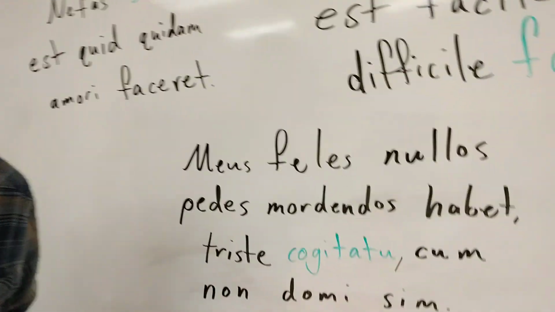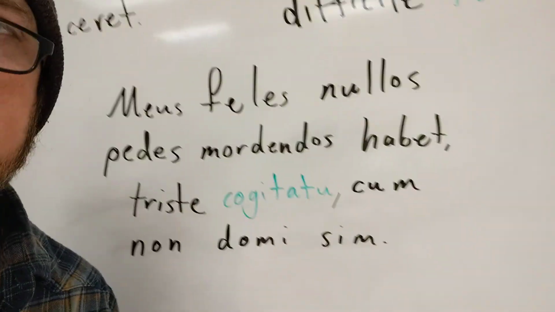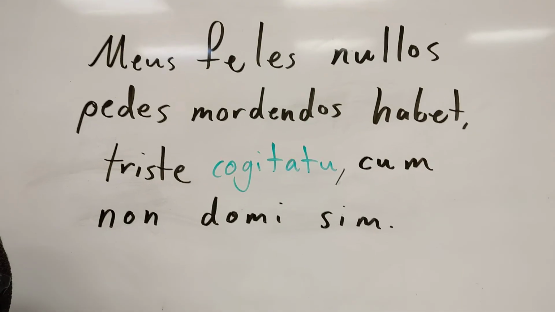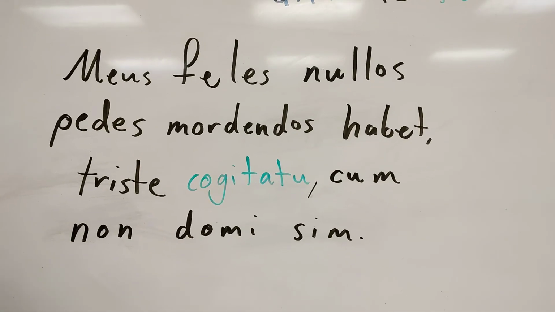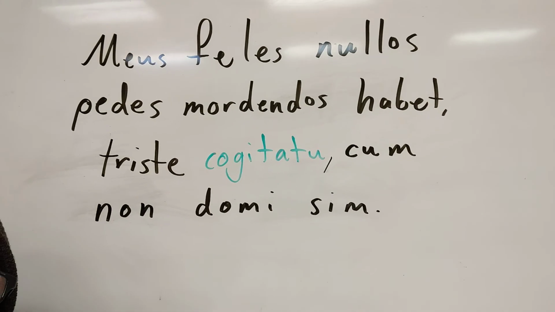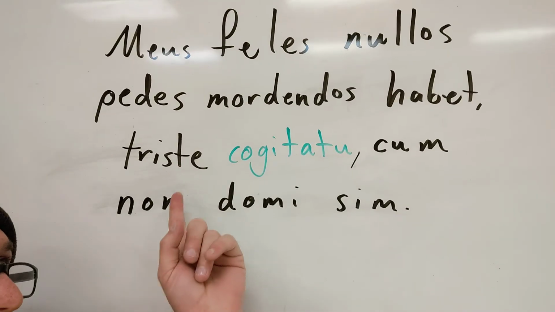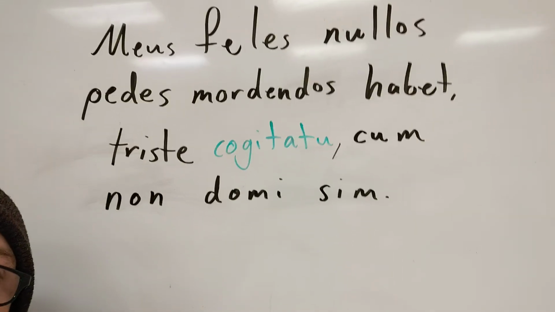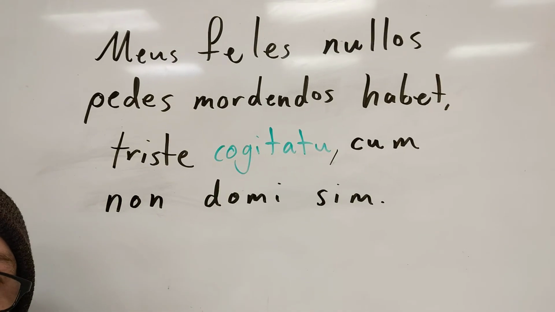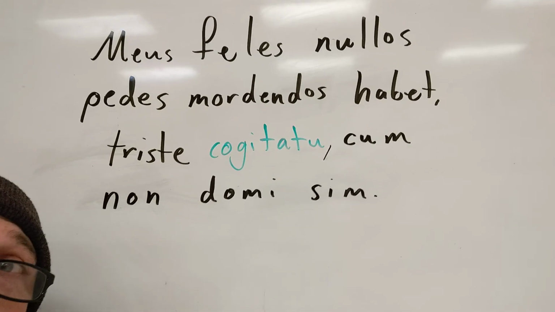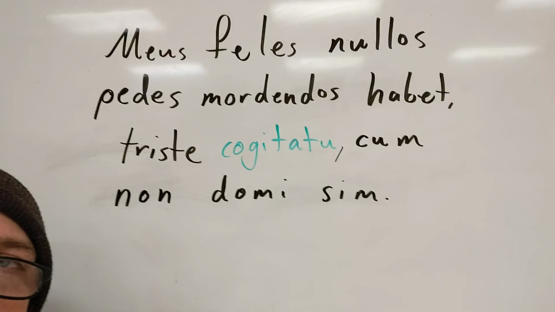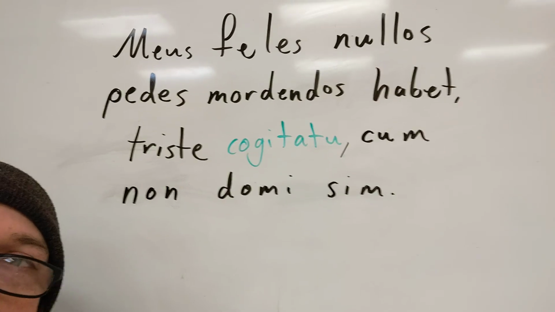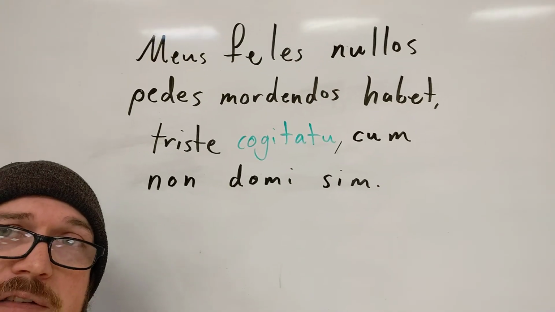Another real common one is verbs that have to do with feeling, things being amazing or terrible or shocking or whatever. So what we have here is my cat has no feet to bite, sad to think when I am not home. Cogitatu is not one that I would actually expect you to see. I went ahead and made an example with some other one, because again, theoretically, you could do this with any verb. It's just some are a lot more likely than others, but this is exactly the kind of thing that they would in fact do.